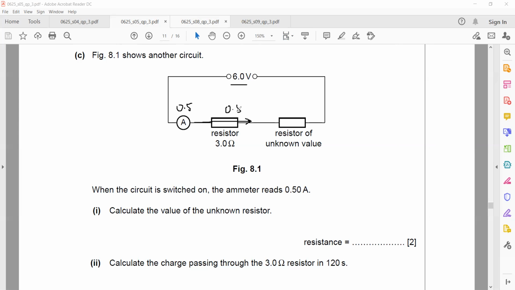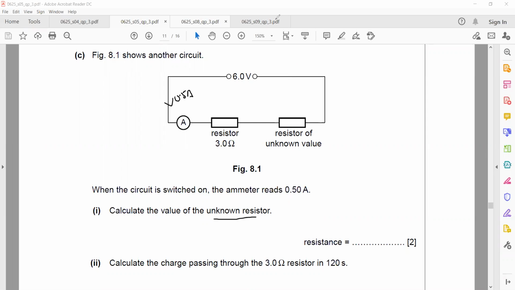It will have 0.5. What is the current passing through the unknown resistor? 0.5. What is the current leaving the circuit? 0.5, because the current in series is the same. So at all points I will have the same 0.5 amperes. Calculate the value of the unknown resistor. So we have to calculate the value of the unknown resistor.